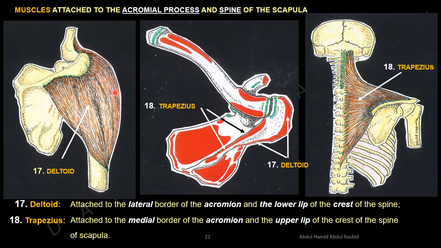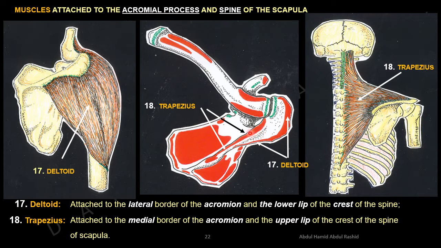There are two muscles, the last two muscles: deltoid muscle and trapezius muscle. This is the superior view of the pectoral girdle. This is the acromial process. This is the crest of the spine of the scapula. This is the lateral border of the acromial process. This is the medial border of the acromial process.